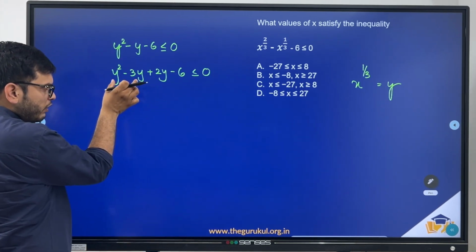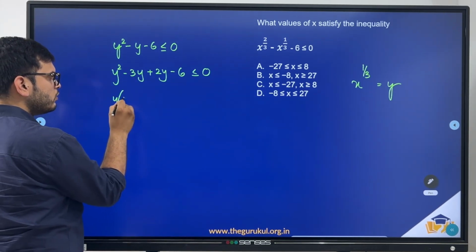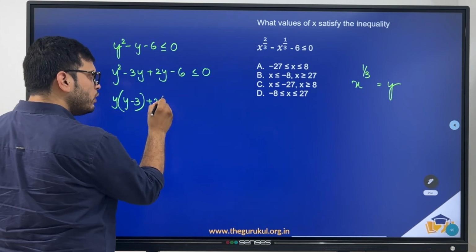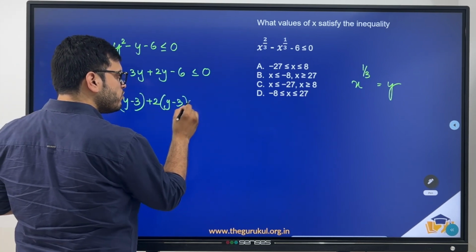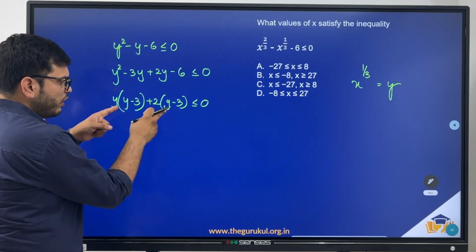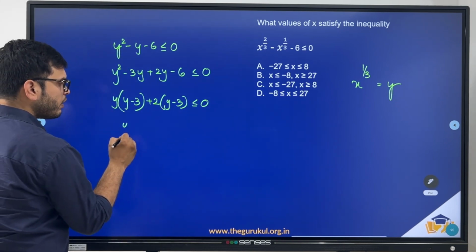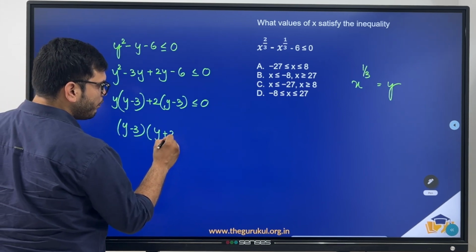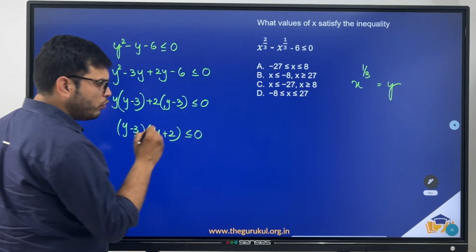0. Now between these two terms I'll take y common. So you'll have y minus 3. Between these two terms I'll take 2 common. You'll have y minus 3 less than or equal to 0. Now between these two, I can take y minus 3 common, and I can write this as y minus 3 into y plus 2 less than or equal to 0.